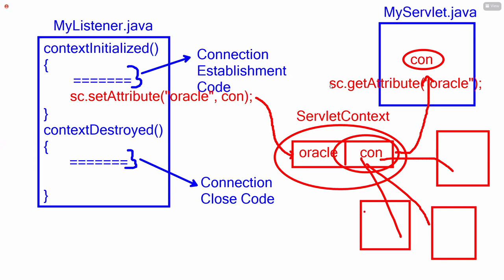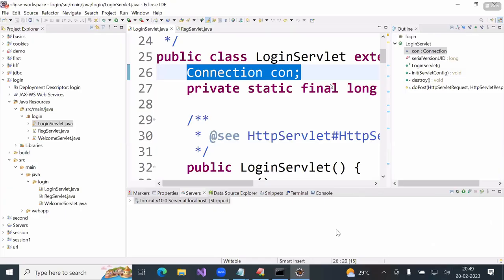Now, instead of creating a connection in every servlet, here you create, here you access. This is executed whenever the application is deployed, and this is executed whenever the application is undeployed. It is created at deployment time and vanishes at undeployment time. In between, you can access it from any number of servlets. Okay, this is the concept.